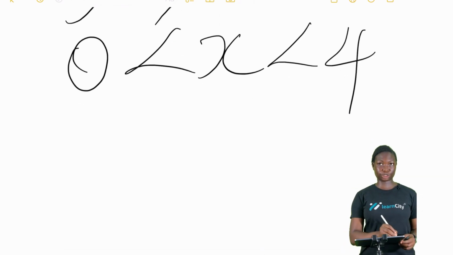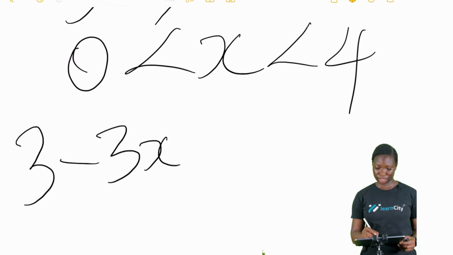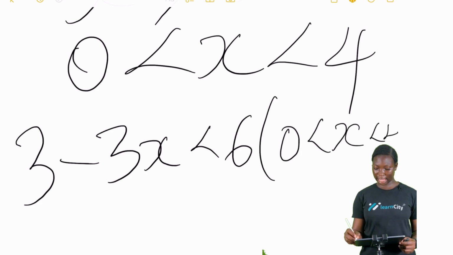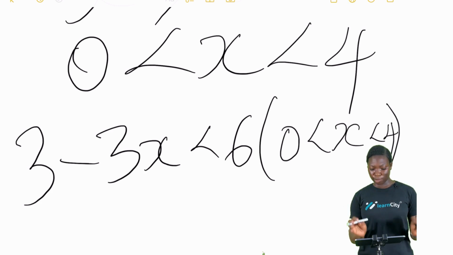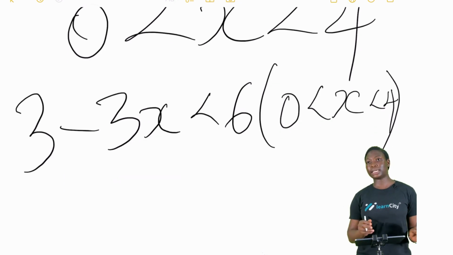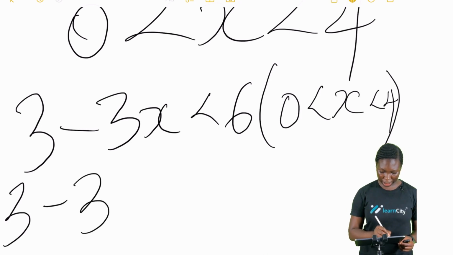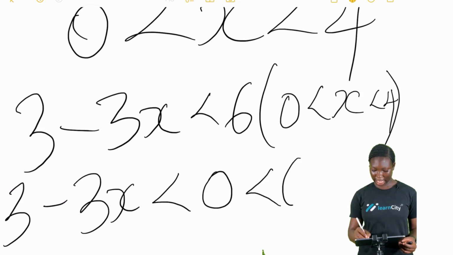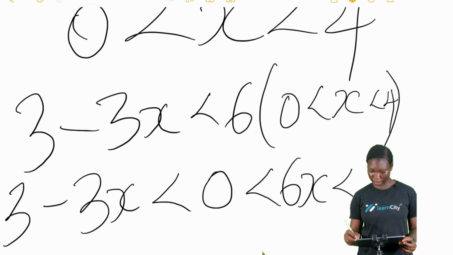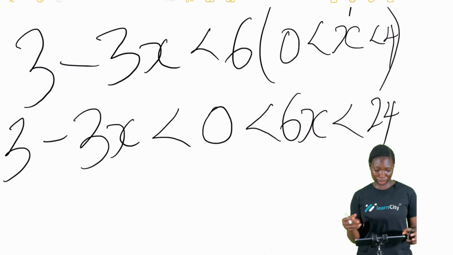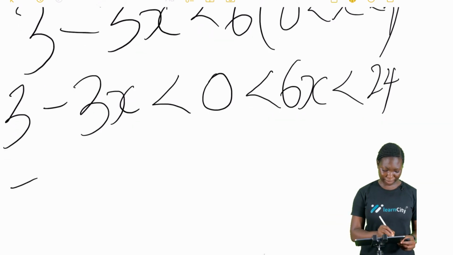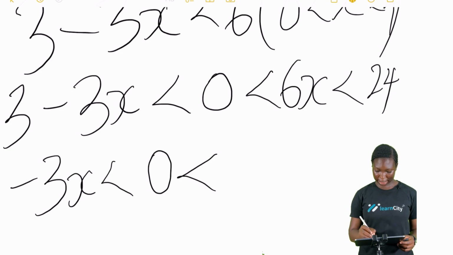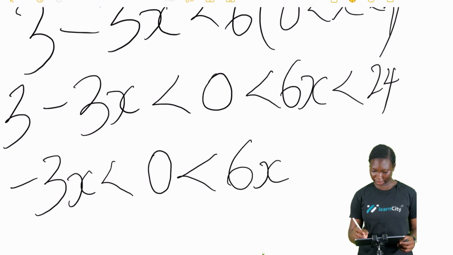So we have our equation to be 3 minus 3x less than 6 into bracket 0 less than x less than 4. So here, what do we do? We open the bracket. So we have 3 minus 3x less than 6 times 0, which is 0, less than 6x less than 24. So we subtract 3 from both sides. We have minus 3x less than 0 less than 6x less than 21.